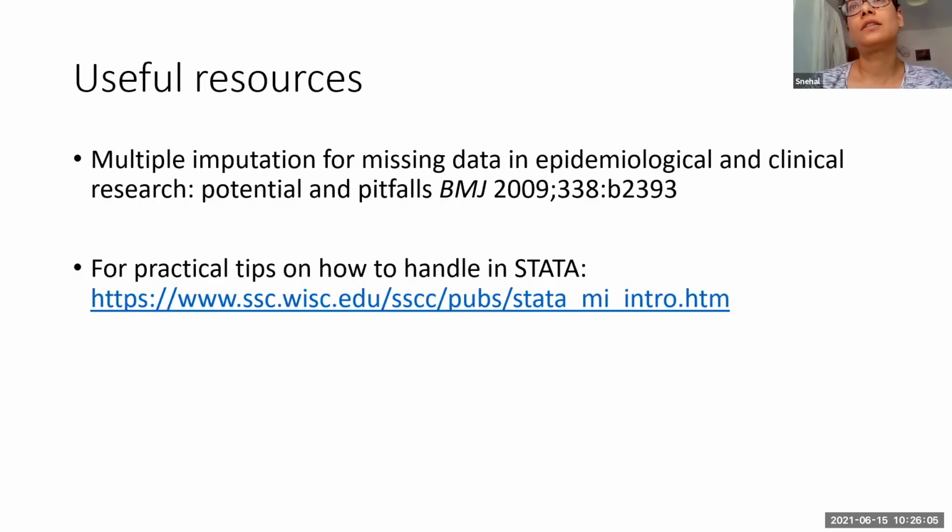Some useful resources on missing data, because I've literally just scratched the surface and it's a really complicated topic. Some really useful sources are this BMJ article over here, which is written for clinicians, and it's all about what you should watch out for when you're doing a missing data analysis. I highly recommend it. And this website here is for practical tips on how to handle missing data in Stata. I'm sure there's equivalent stuff available for R and SPSS. If you do go onto that website and try to understand missing data, don't expect to go through the modules in a day. It'll take you a couple of days because it's really involved, but it's a really good website.